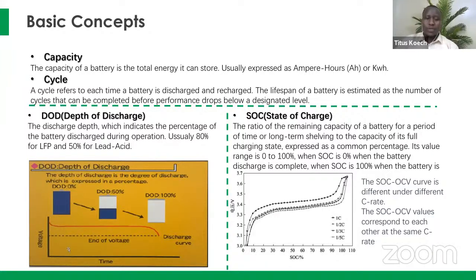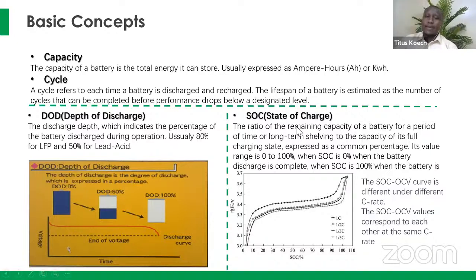For lithium-ion, of course, we can go up to 90%, 95%, but it's always recommended to stay within a range that achieves a certain number of cycles, and also improves the lifetime of the batteries. So it's good to check this in the specifications of any of the battery storage technologies you're considering. Then the state of charge is the remaining capacity.